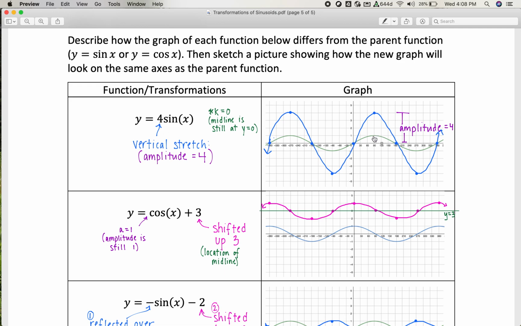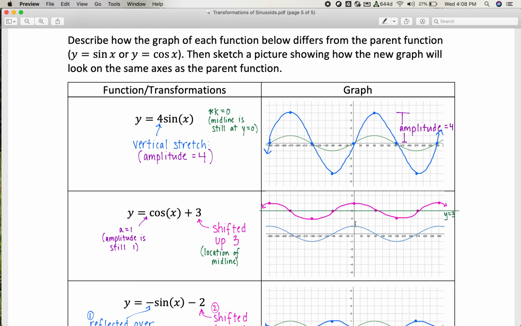But the peaks that used to be at 1 are now going to be at 1 times 4, which is 4. And the valleys that used to be at -1 are now going to be at -1 times 4, or -4. So we see the graph going up to 4 and down to -4 and still being centered at 0. Let's look at a cosine graph.